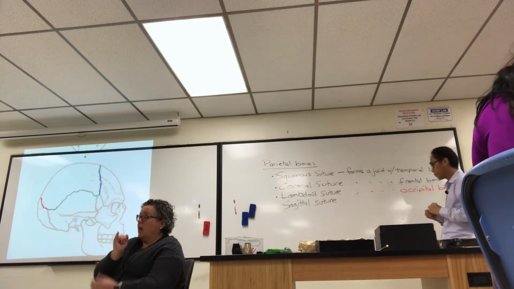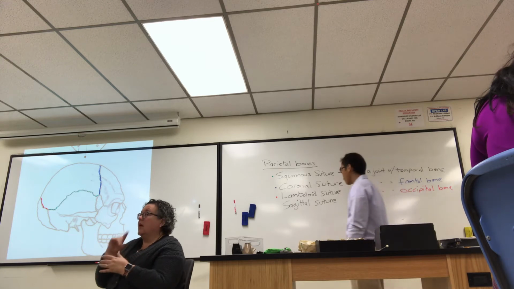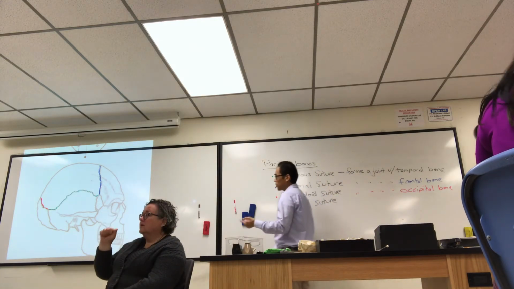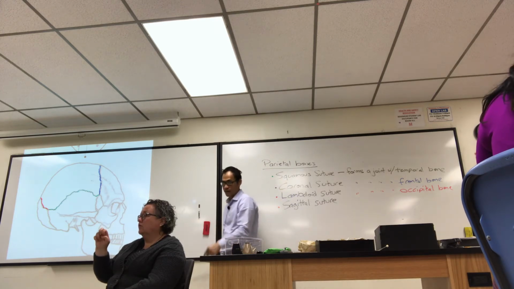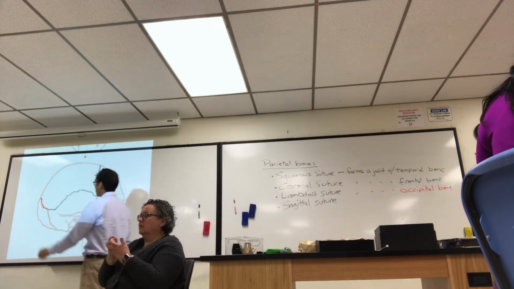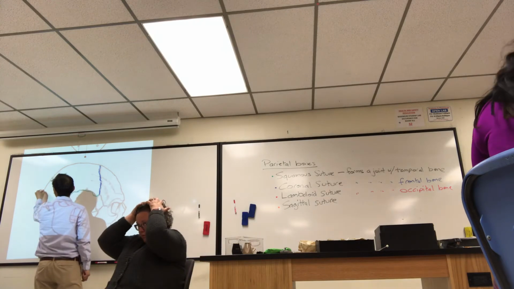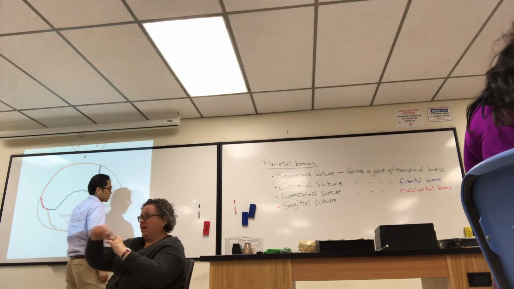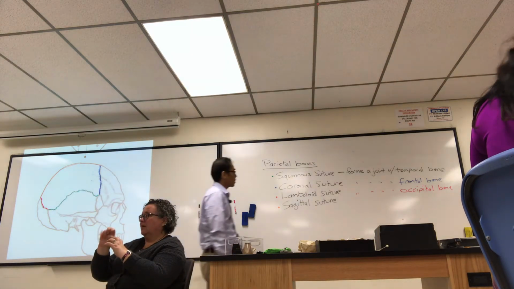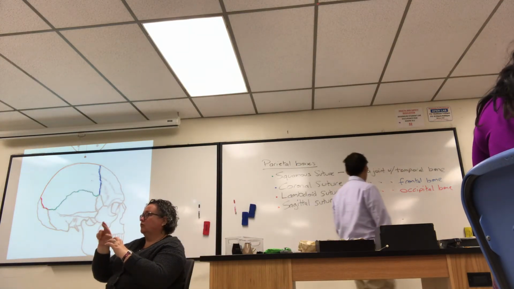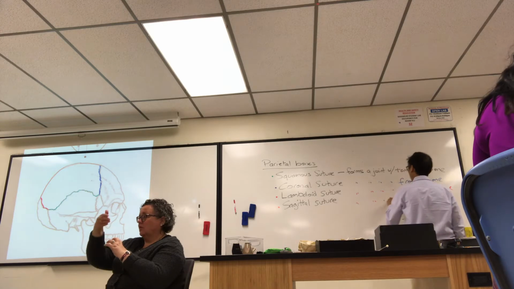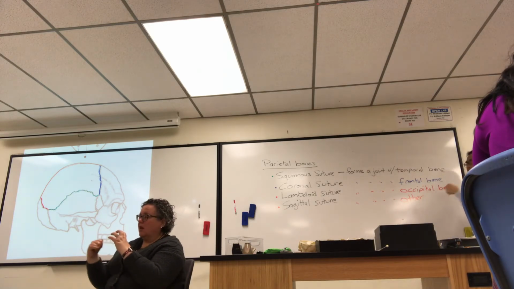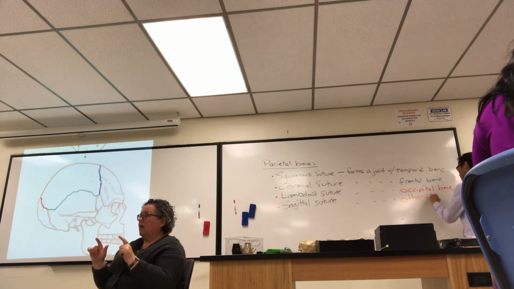And at the top, it's going to form the Sagittal Suture. It's going to articulate with the Parietal Bone on the other side of the head. It's in the sagittal plane. Okay, so that's the Sagittal Suture. Forms a joint with other temporal bone. I'm sorry, forms a joint with other parietal bone. I misspoke, sorry.